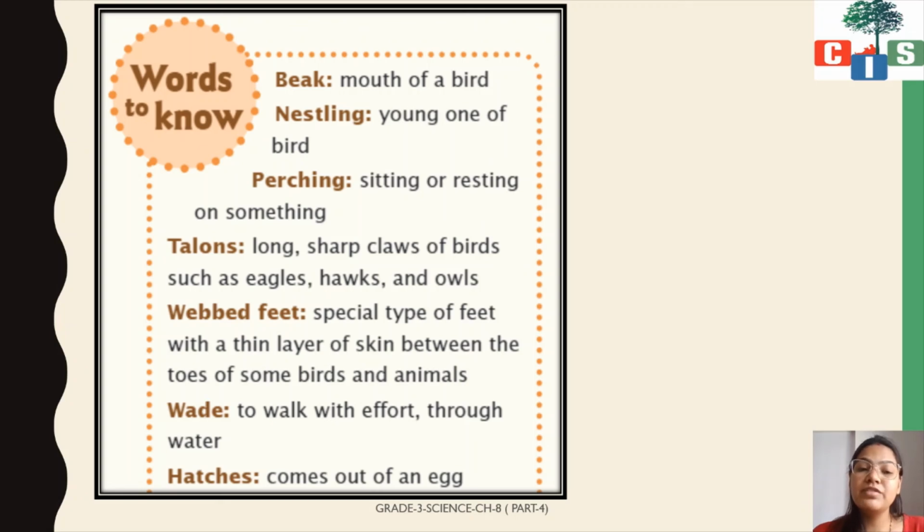Then what are webbed feet? It is a special type of feet with a thin layer of skin between the toes of some birds and animals. The whole foot is joined with the help of a thin skin so that the birds can swim in the water. Then wade. Wade is to walk with effort through water, means walking inside the water. Then hatches means to come out from the egg.